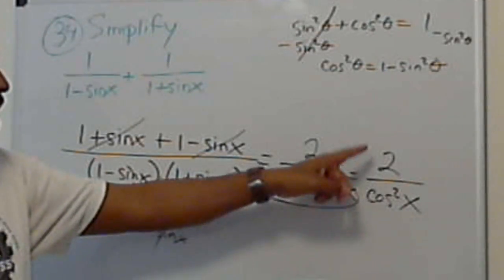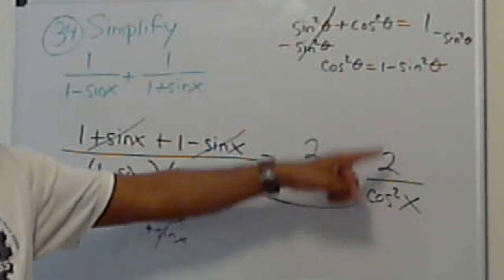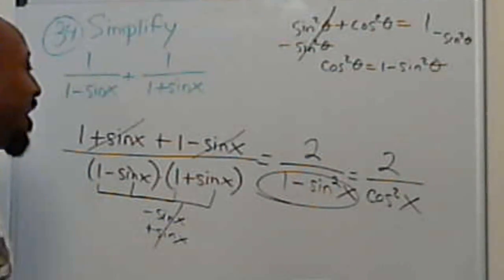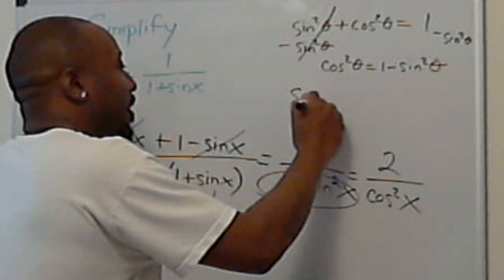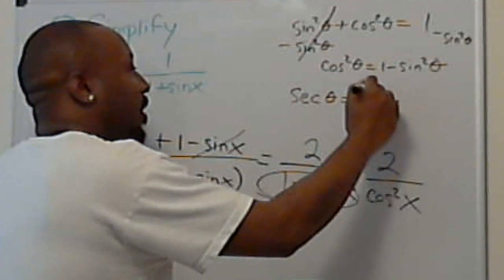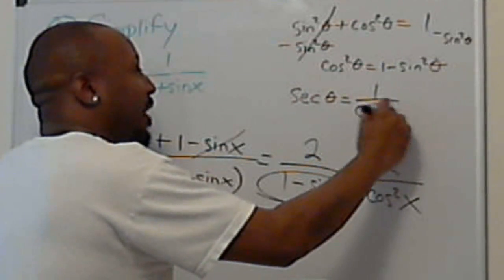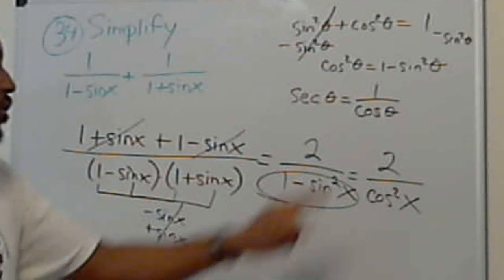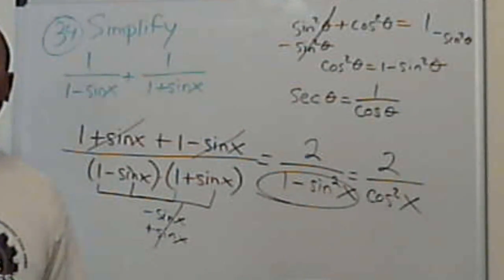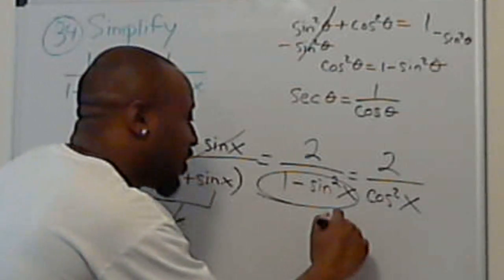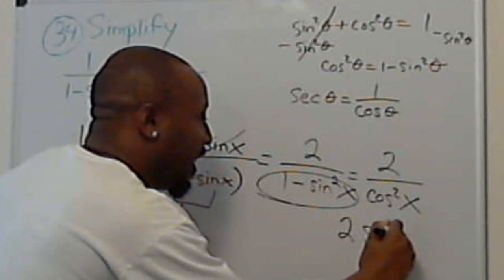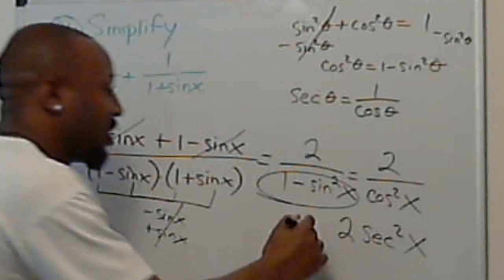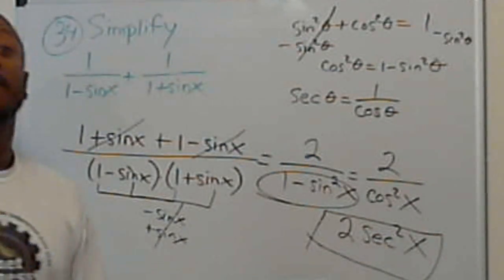Well, now there's another identity that I could use to simplify this. Okay? There's a reciprocal identity that states that secant theta is equal to 1 over cosine theta. So we're going to use that fact and apply that here. So 2 over cosine squared theta will be the same as 2 secant squared x. And this is our final answer.